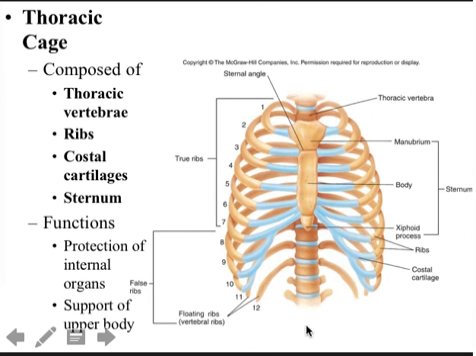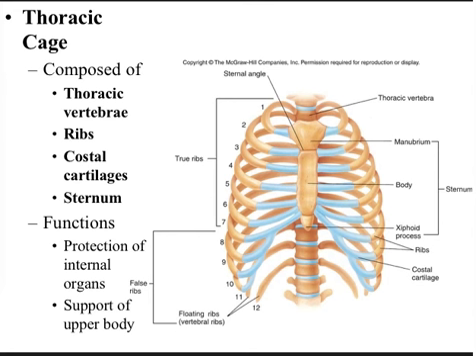And then the last 2 are the floating ribs, which have no anterior connection whatsoever. As a result, they can be easily damaged with a blow to that region. You can knock a floating rib free. It has the potential to puncture an organ.